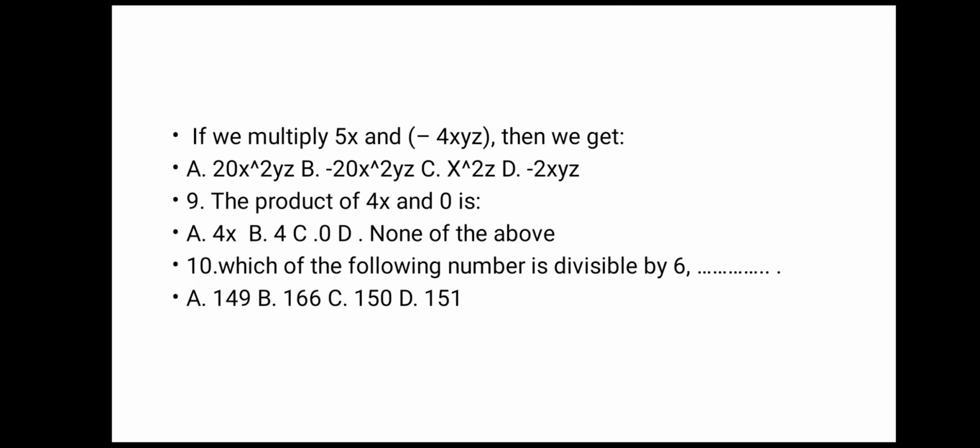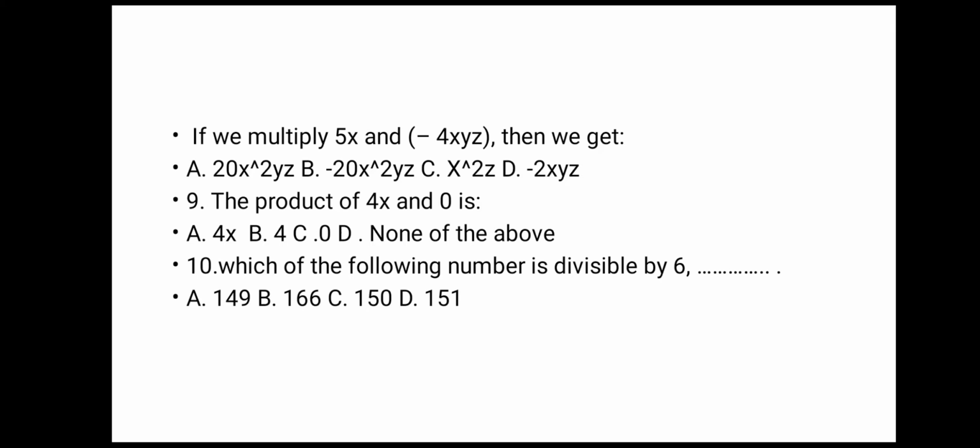5, 4, 3, 2, 1, time up. Can you tell me the correct answer? Yes, the correct answer is A, right? No? Okay. Then the correct answer is B, because 5 fours are 20 and 4 is negative. That's why minus 20x squared yz. Okay, I hope you got the correct answer.